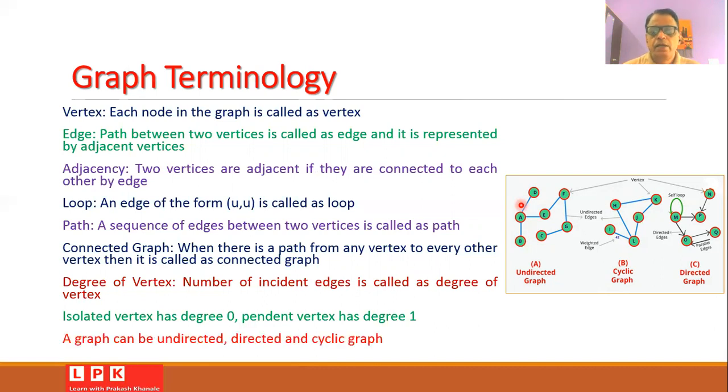A graph can be an undirected graph, where the edges do not have a particular direction. The graph can be a directed graph, where every edge has a direction so that we can traverse the graph in a particular direction. And the graph can also be a cyclic graph, where it is possible to reach the same vertex after traveling through or visiting other vertices of the graph.